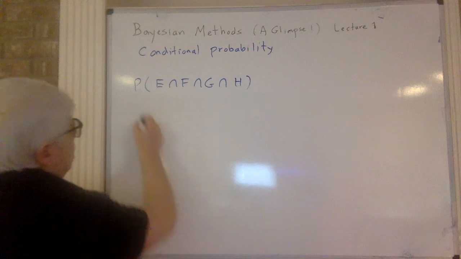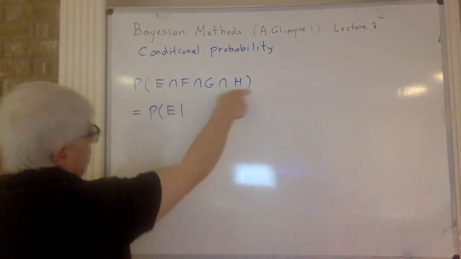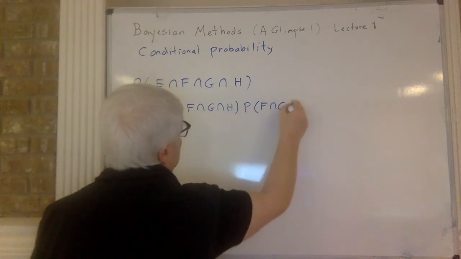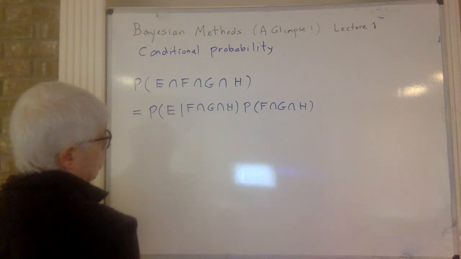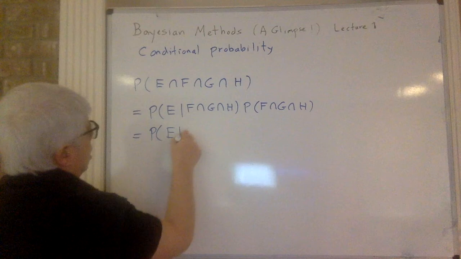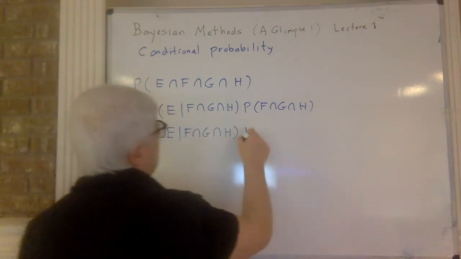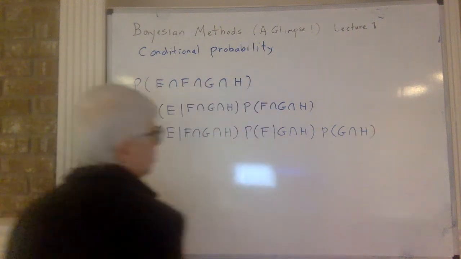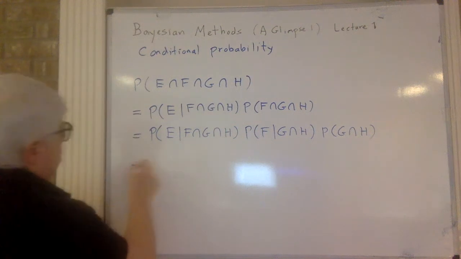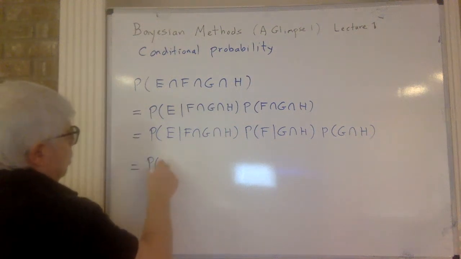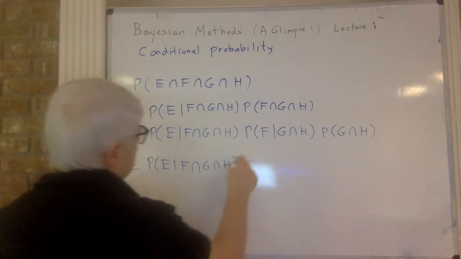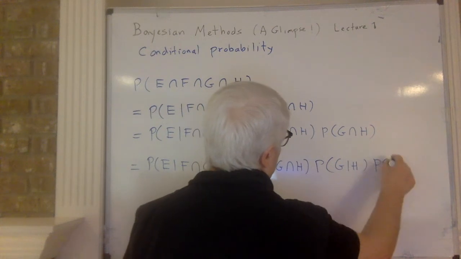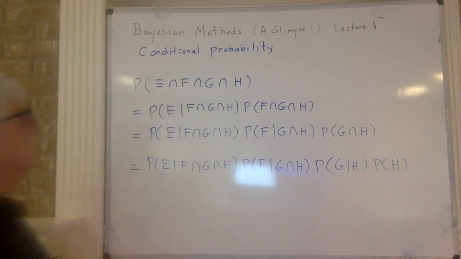Well, I know that this is P of E given the rest, so that's also an event when you intersect, times P of F, G, H, right? But this is again P of F given G intersect H, P of G intersect H. Okay? Well, there's another one. So P of E given F and G H, P of F given G H, P of G given H, and P of H. Okay, so this is how this thing decomposes.